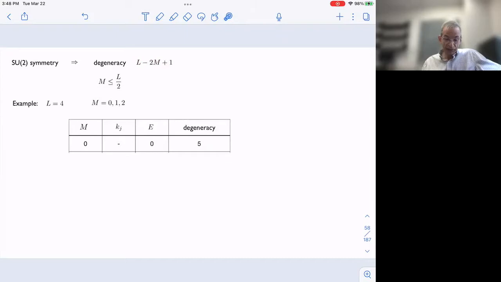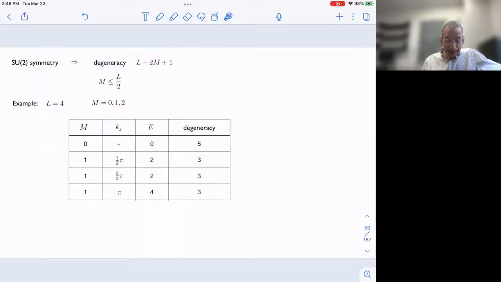Then the next case is m equals 1. And it turns out there are three solutions of the Bethe equations for m equals 1. So one of them is 1/2 pi, one of them is 3/2 pi, and the other one is pi. So for each of them, you can compute the energy, and they're given here. And according to this formula, the degeneracies of these are all 3. So for example, this 2 appears 3 times, this 2 also 3 times. So in fact, 2 appears 6 times, and so on.